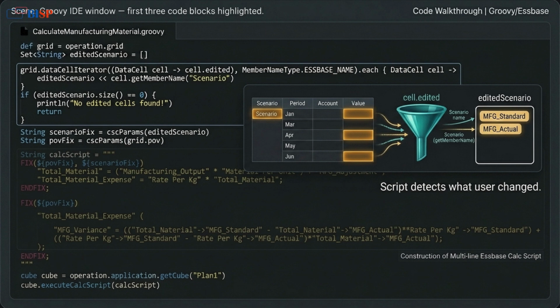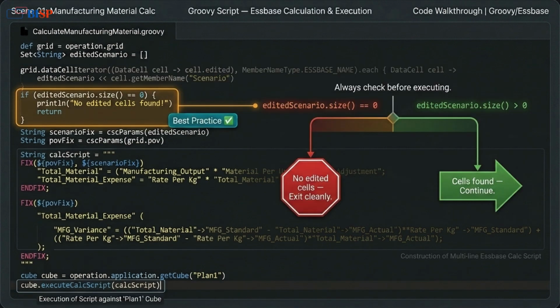Step 1. Def grid equals operation.grid gets the current data form. Step 2. Data cell iterator filters only edited cells. For each edited cell, extract the scenario member name. If user edited MFG_standard, edited scenario contains MFG_standard. The script knows exactly what was changed. Step 3. Safety check. If no edited cells found, print message and return. Always include safety checks in Groovy scripts. They prevent silent failures and wasted processing.